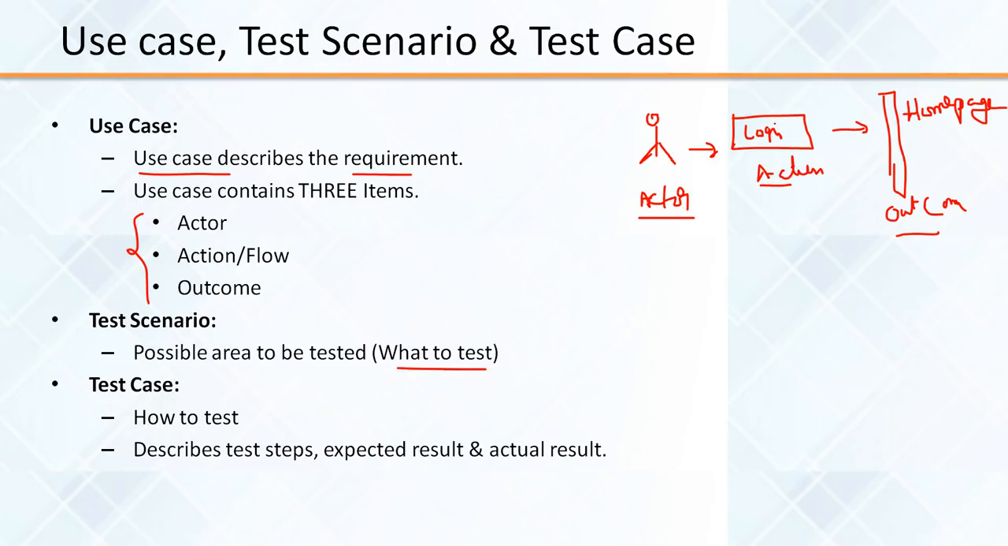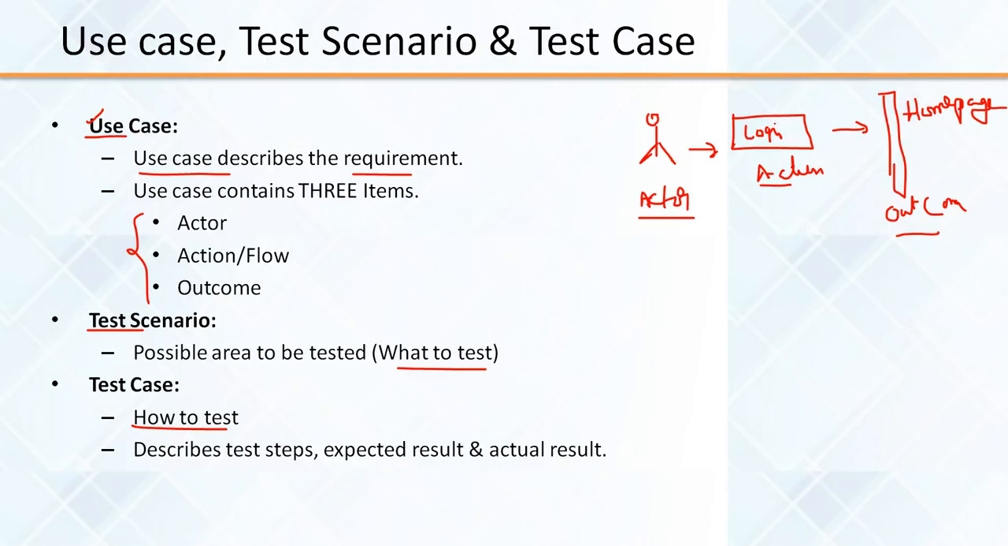One use case contains multiple test scenarios, and one test scenario can contain multiple test cases. Okay, a use case is a part of requirement. A test scenario is a possible area to be tested, the main area: what to test. A test case is nothing but how to test. This is most important. Test scenario means what to test. Test case means how to test.